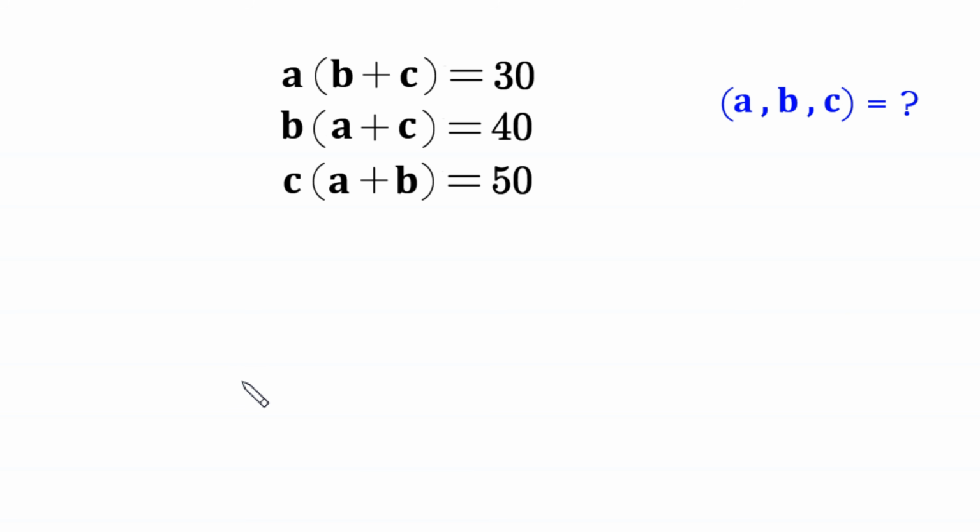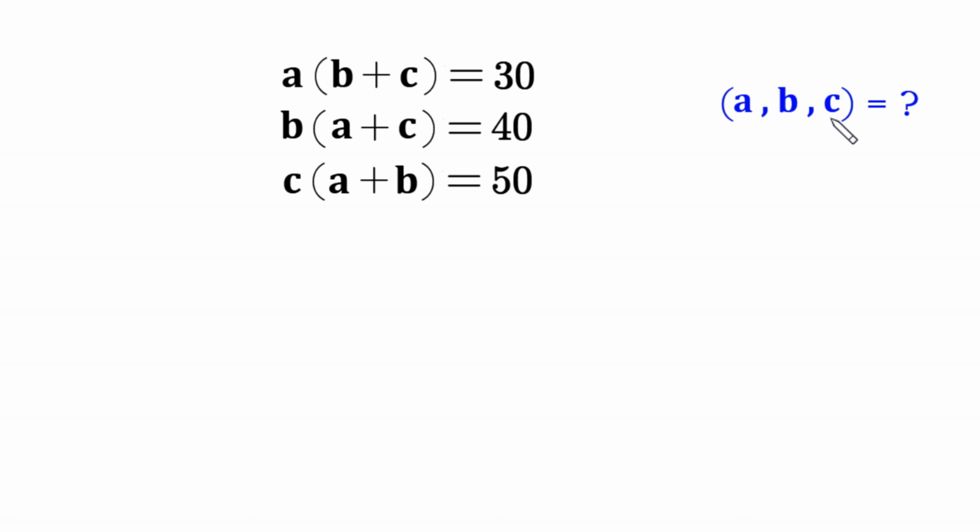Hello, welcome to how to solve this very nice system of equations. a times (b + c) = 30, b times (a + c) = 40, and c times (a + b) = 50. We need to find all possible values of a, b and c.